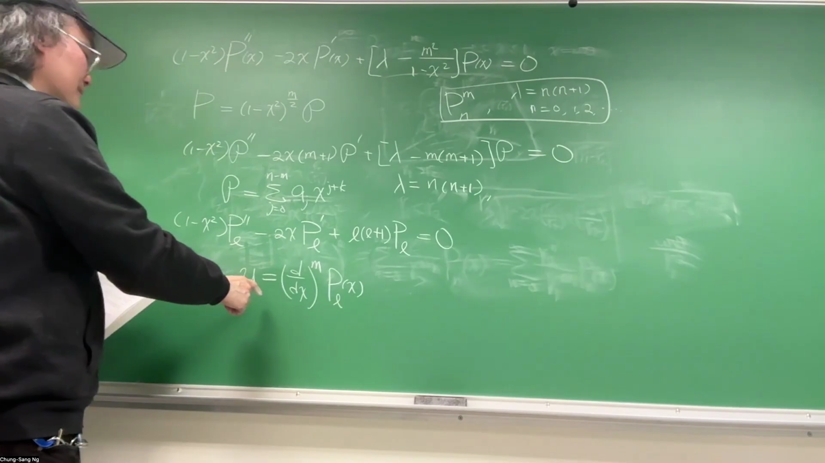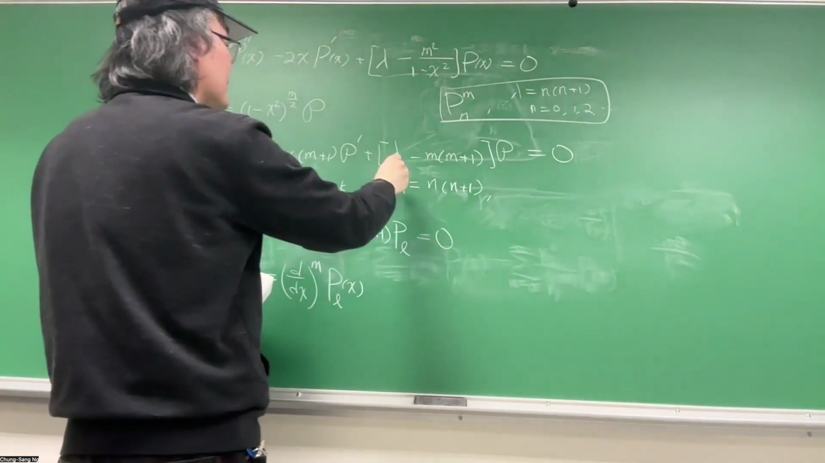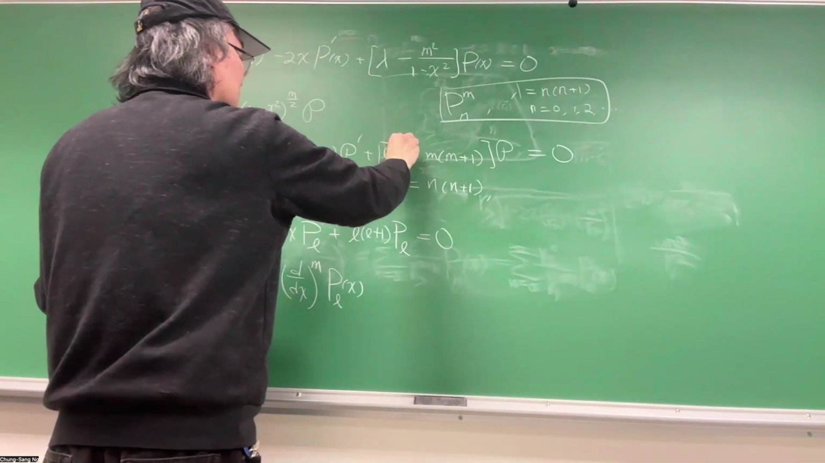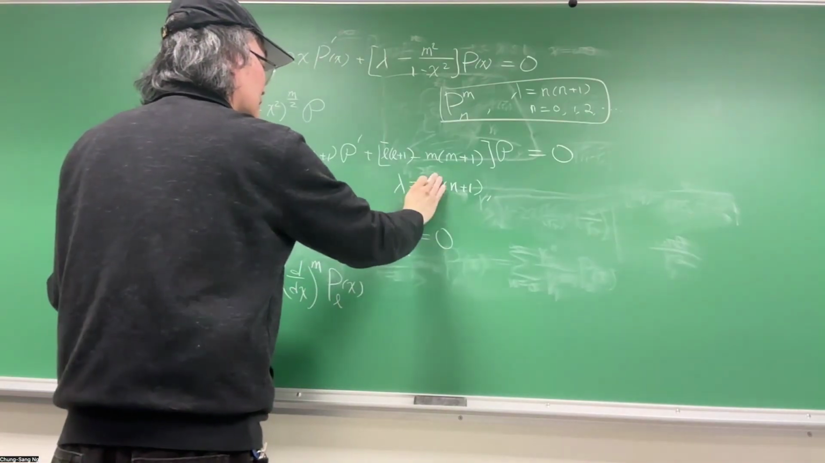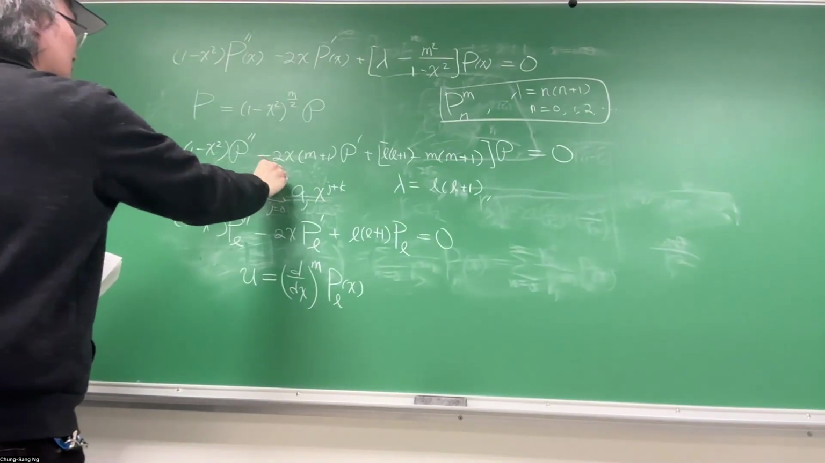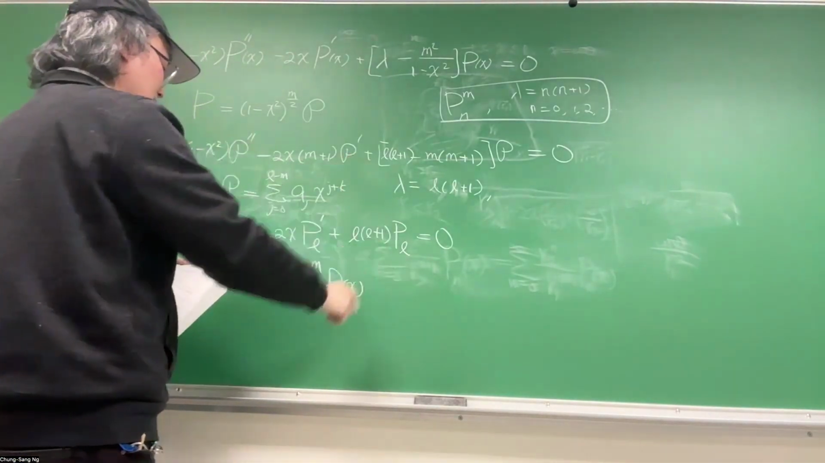But if you just substitute this into this script p, and change this now back to L times L plus 1, right? It's L times L plus 1. Then you can show that this satisfies this equation.